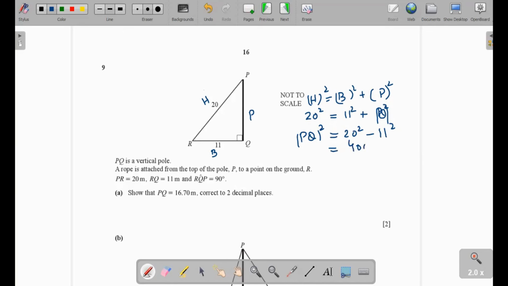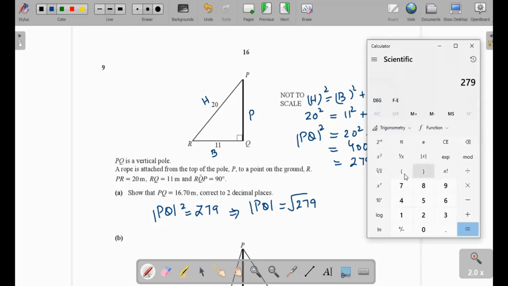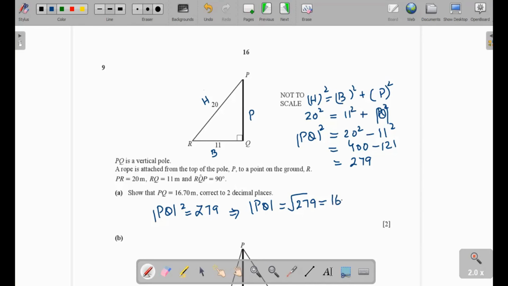that is equal to 400 minus 121, that is equal to 279. Now PQ square equals 279, therefore PQ length will be equal to the square root of 279. Now we take the value from the calculator. The square root of 279 is 16.70. So the value of PQ is 16.70.